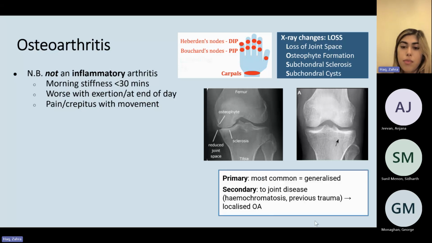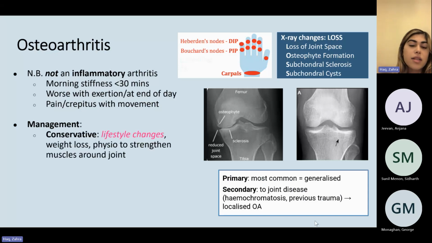Okay, so primary is the most common form of osteoarthritis, but you can get secondary osteoarthritis too, and this is probably secondary to joint damaging diseases such as hemochromatosis, which is iron deposition, or previous trauma in the joints, which cause that localized effect. So normally overuse in a particular joint too.